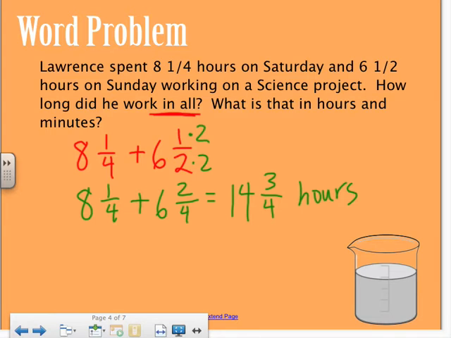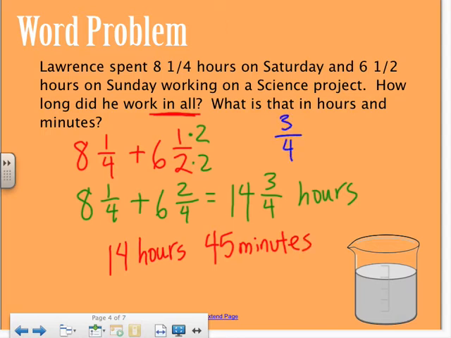Now, my second part of my question, what is that in hours and minutes? Well, 14, that's easy. So 14 hours, and then 3/4 of an hour. You may know that's 45 minutes, but if you don't, what you want to do is take the 3/4, and remember, time is out of 60. So I want my denominator to be 60.